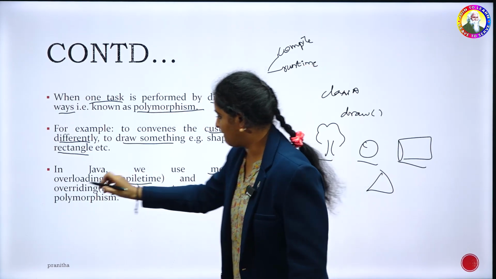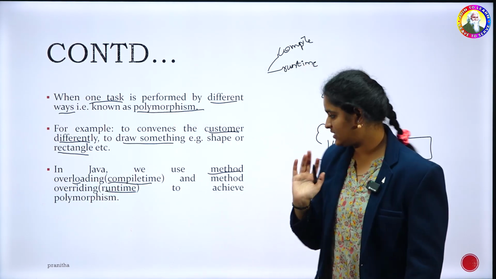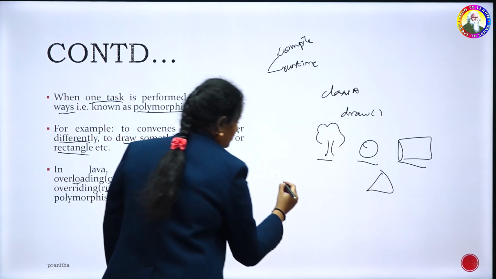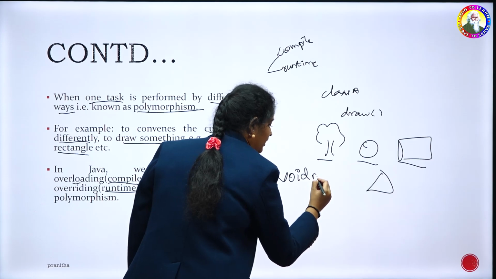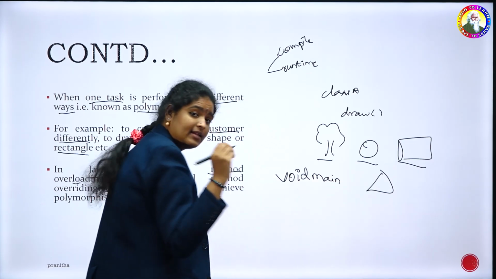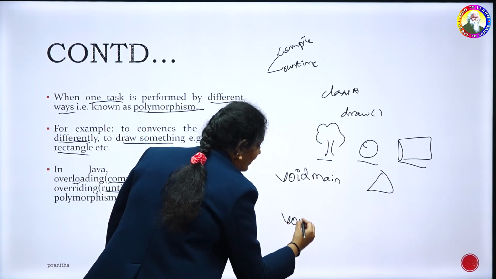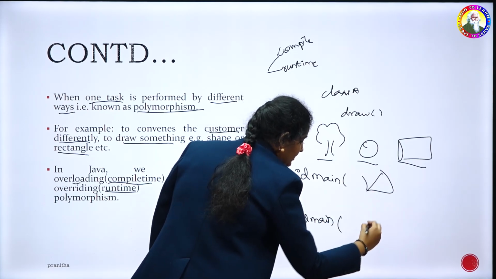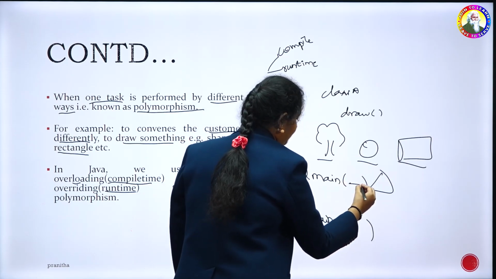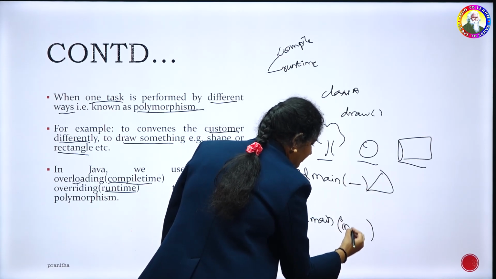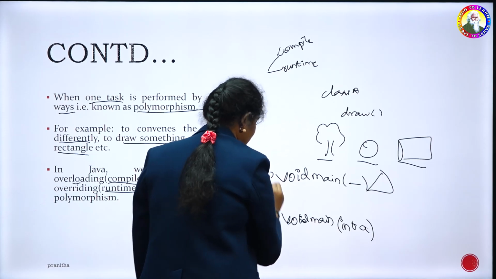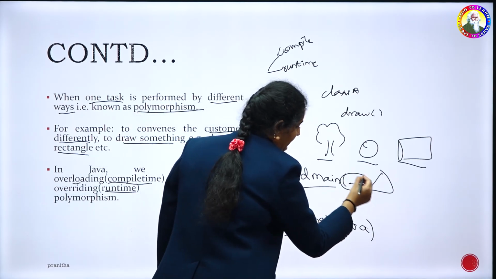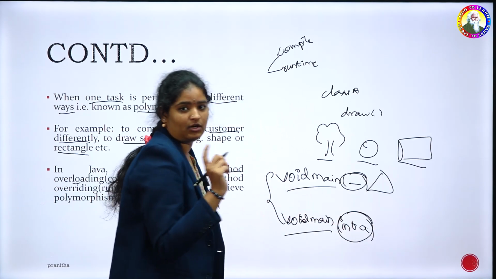The compile time is method overloading. It will be having the same thing, whatever the things you are having, the same class or the same method. It will be having void main, and the other is also having the same method called void main. But the parameters will be different. If you are taking empty parameter here, here it should be int a. This is method overloading. Same method name but different parameters. This is called method overloading.